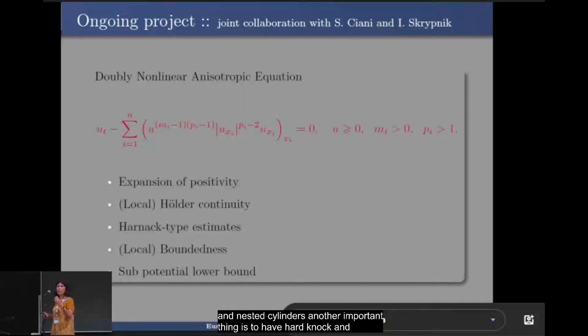And once you have Harnack, you can use it also to prove regularity results. Harnack type estimates are harder to obtain, but we are trying to do this. We are almost done for a part of it. And then prove boundedness once again, and then get some expression for the sub-potential lower bound of our solution. So this is a major project that has several things, but once we have all of these, more or less we are saying the old story about regularity results related to these doubly nonlinear anisotropic equations. So thank you so much for your attention.